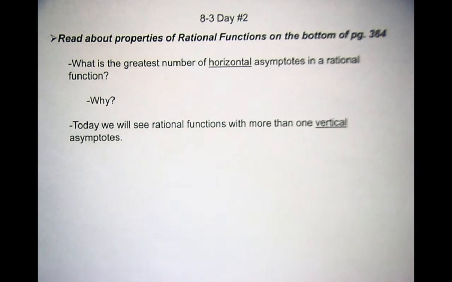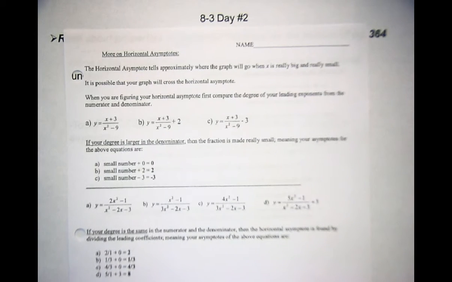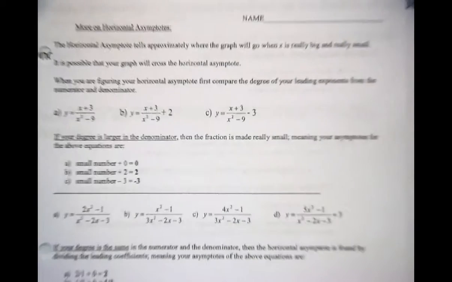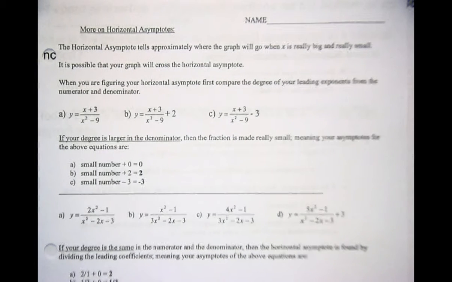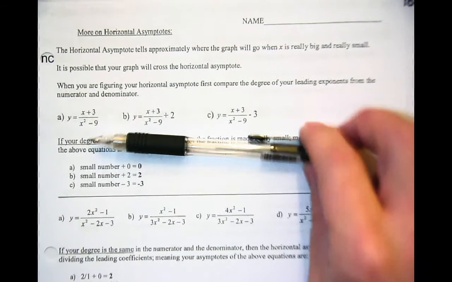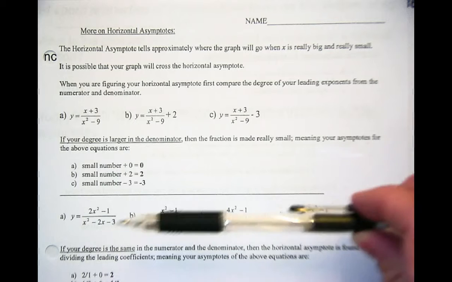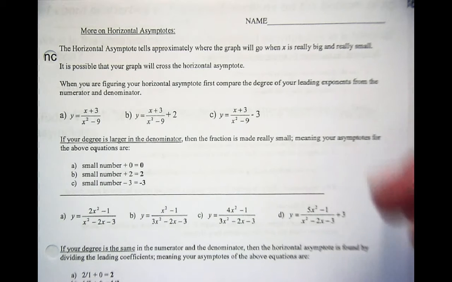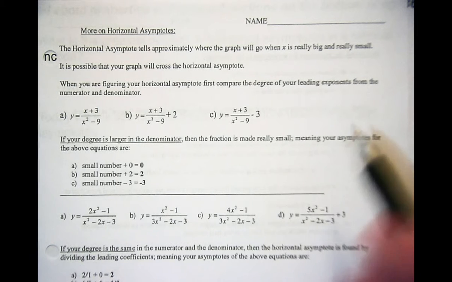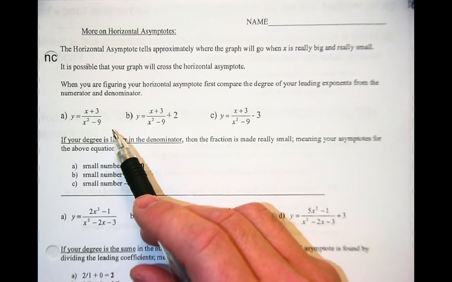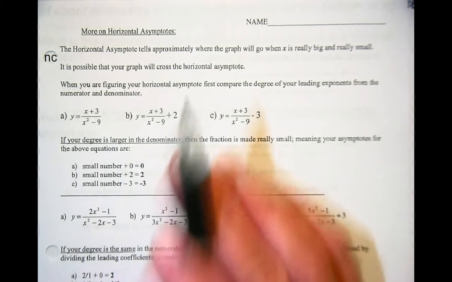All right, so let's go through this page, read about it here, and then we'll be able to answer these questions. A horizontal asymptote tells approximately where the graph will go when x is really big or really small. Now, we're talking about a different asymptote than yesterday. Yesterday, we were dealing with vertical asymptotes, which we'll still deal with today. But your horizontal one, remember, is moving left to right. It's crossing the y-axis. Or you could have a slant asymptote. So we're not dealing with the discontinuity of your denominator when we're talking about this. Everyone with me on that?